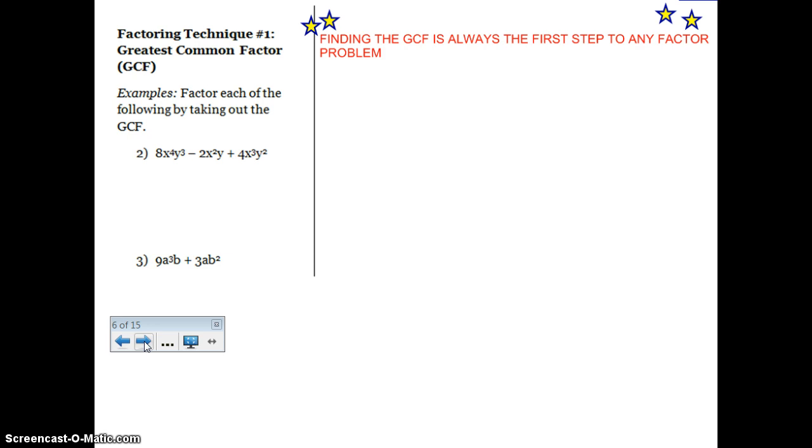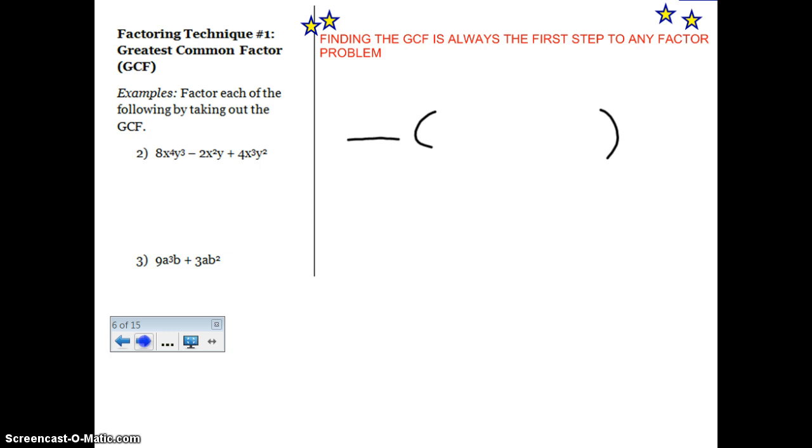I'm going to factor 8x to the fourth y cubed minus 2x squared y plus 4x cubed y squared by first finding the greatest common factor, which is going to go right here. And then I'm going to leave everything that I couldn't factor out in parentheses. So here's how you find the greatest common factor.